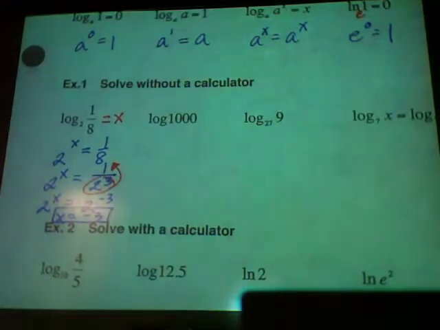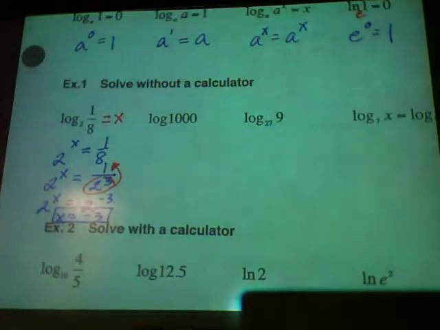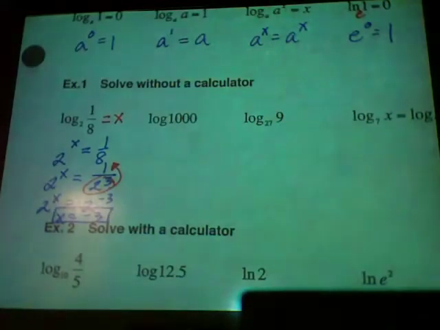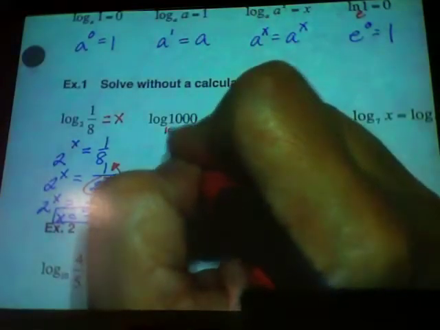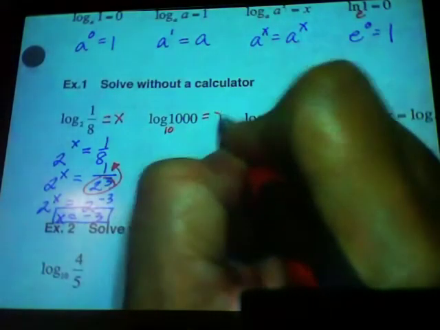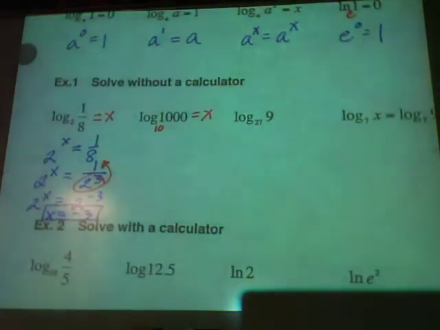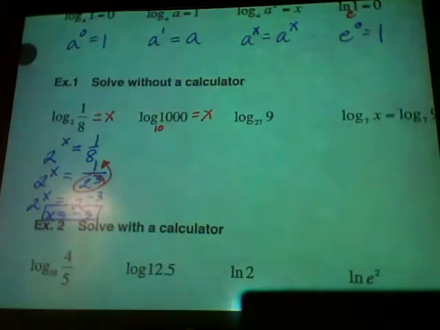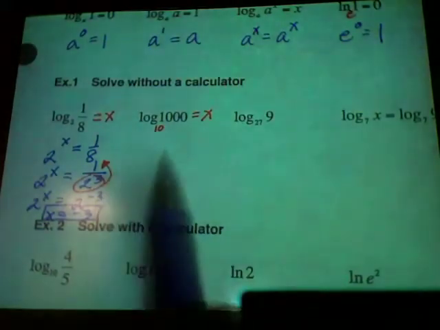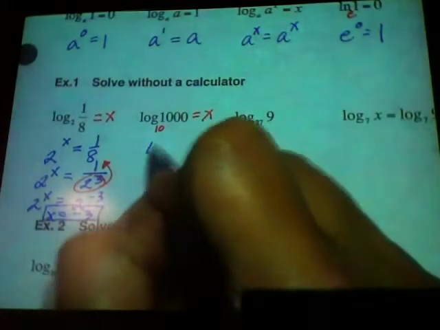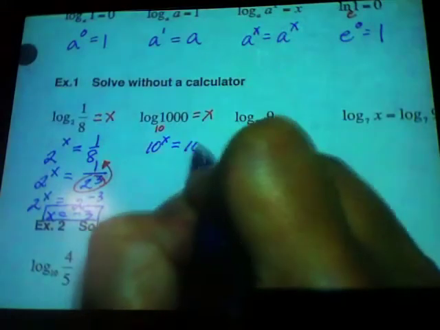All right, so let's do the same thing with log base 10 of 1,000. And I said 10 because it's missing, right? And make sure you put equals x. That's the one thing that you're going to forget to do, is you're going to forget to let it equal x. And then you're going to go, what do I do with this? So what to the what? 10 to the x equals 1,000.